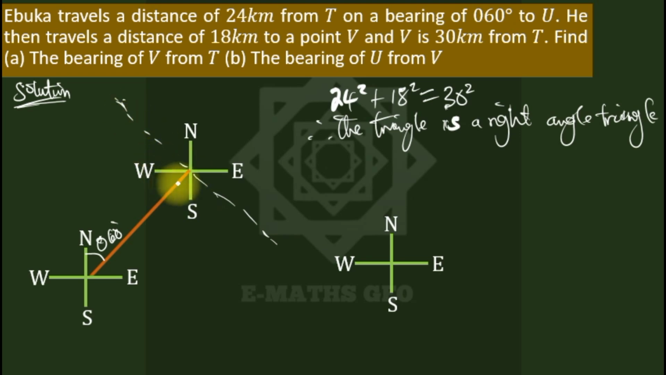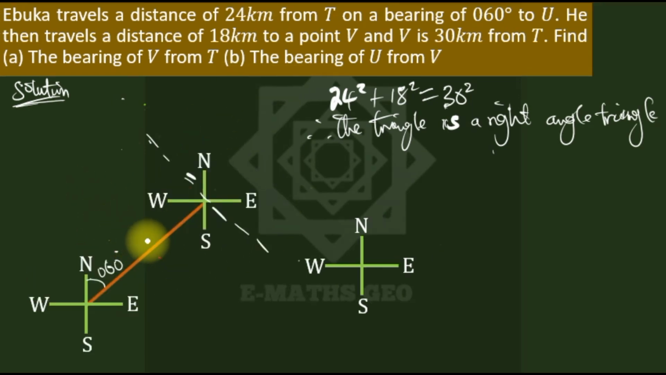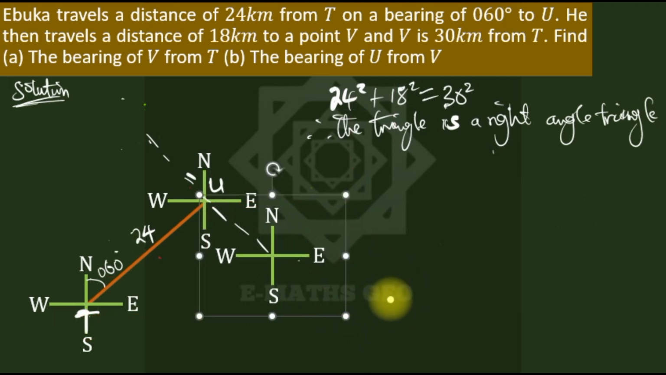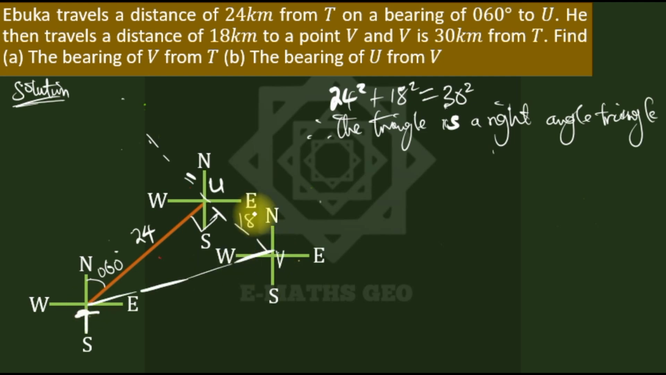They didn't tell us, so let's test first. Assuming we go this way, remember this is 24 from here. This is T, and this is our U. Let's assume this is our V for now, the third point. Remember this is 90, and the distance to V is 18. Let's test whether it's correct by getting this angle, theta. Tan theta is opposite over adjacent, which is 18 over 24.